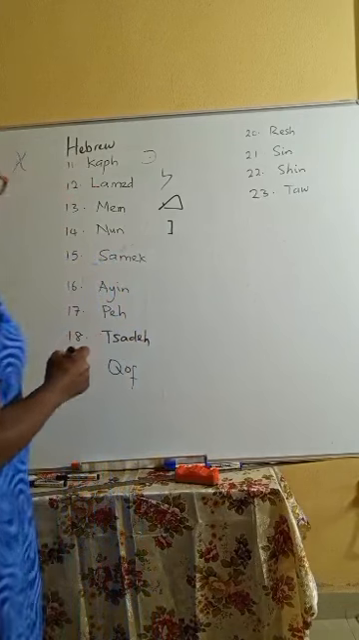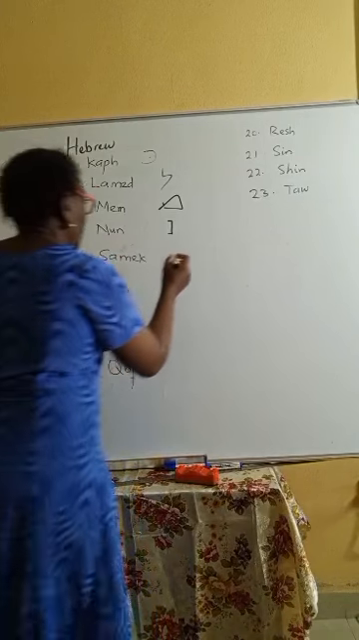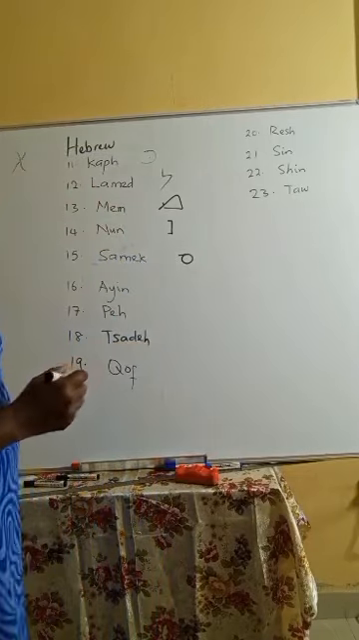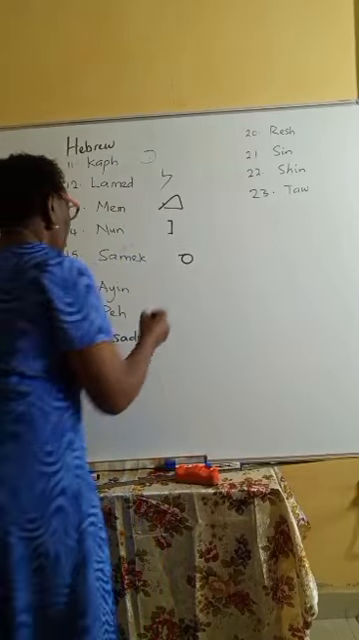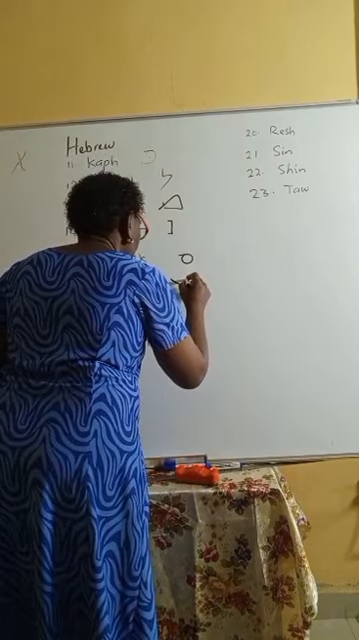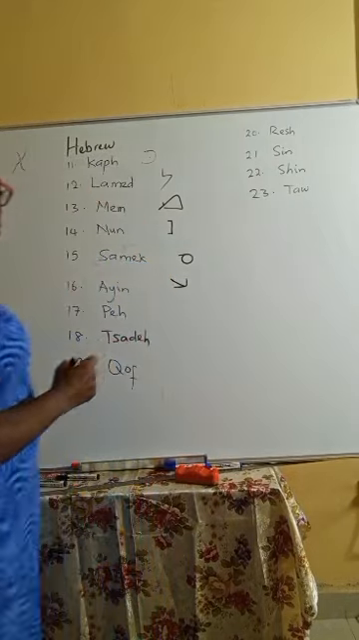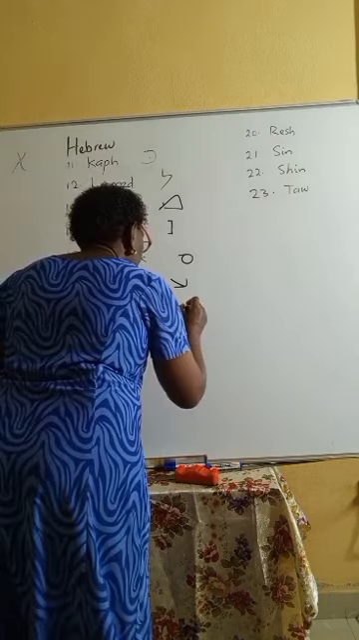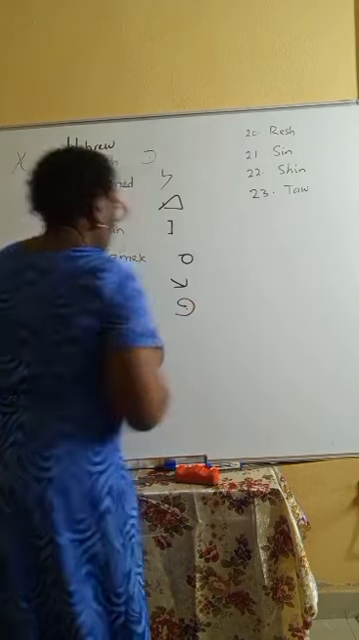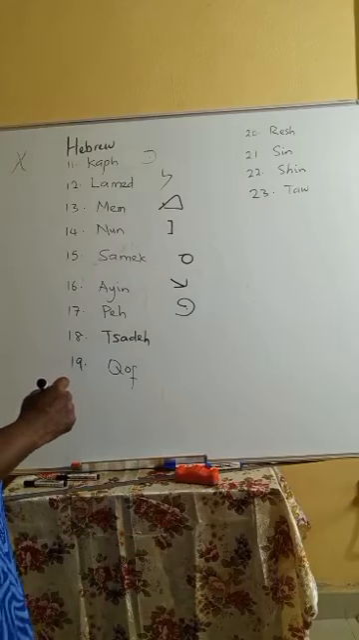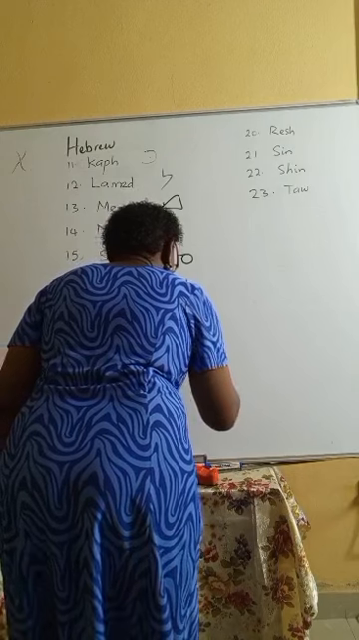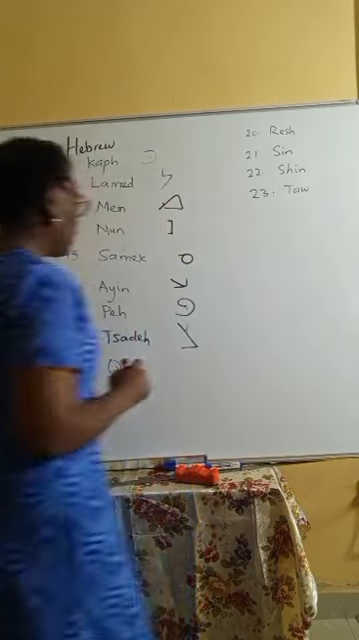Then Samek. Then Ayin. Do it well like that. Then our Pay. That will be Pay. Then you have our Tsade, and go like that one.